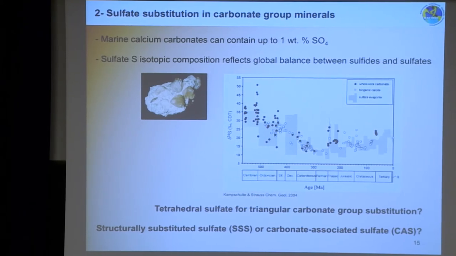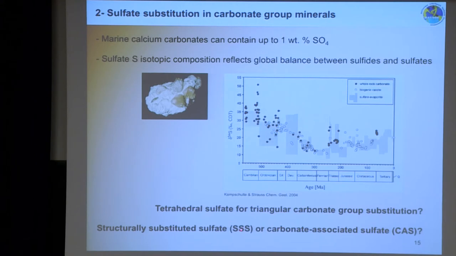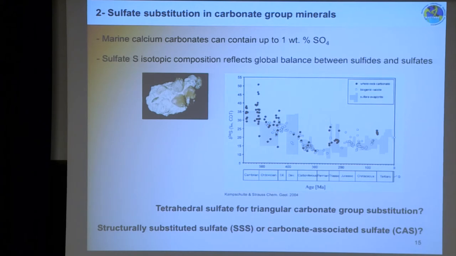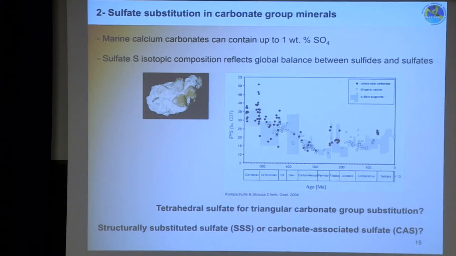And it is interesting to note that initially in the literature, people were using this kind of denomination, structurally substituted sulfate. But in more recent studies, they used carbonate-associated sulfate because they had no direct evidence for the real incorporation of this sulfate in the carbonate group minerals. And indeed, this substitution requires the replacement of some triangular group by a tetrahedral group.